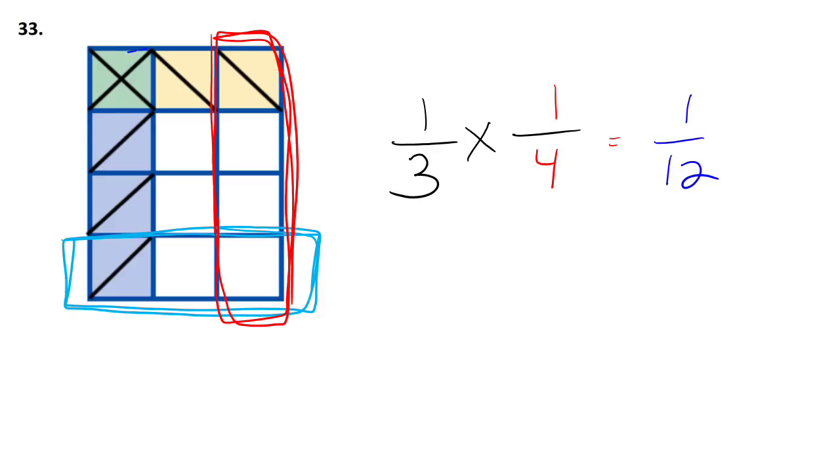We know that because the x is in one box out of 12 total boxes that were made. 1, 2, 3, 4, 5, 6. Let me label these. 1, 2, 3, 4, 5, 6, 7, 8, 9, 10, 11, and 12.